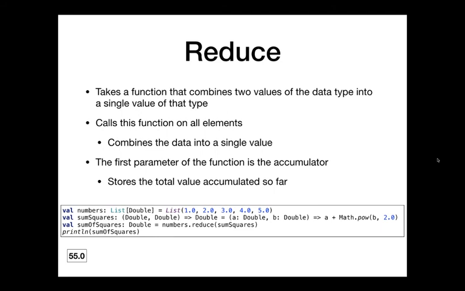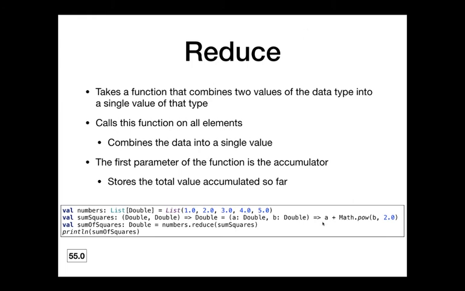All right, let's see a couple more of these. Reduce is a very handy one. With reduce, we can take a data structure and give it a function that takes two values of the type of the data structure and returns a value of that same type, and it will apply that function to every element of the data structure and compress this whole data structure using that function into a single value.